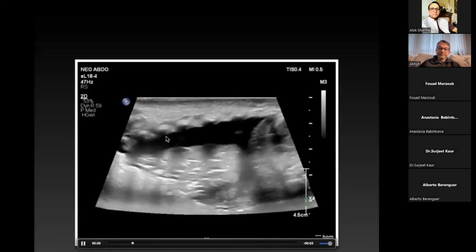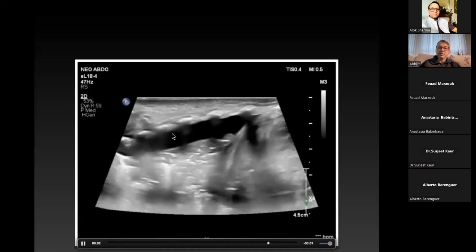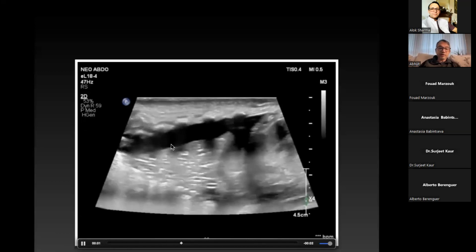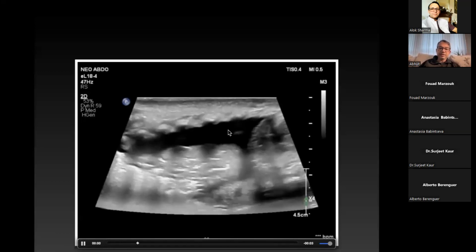So fluid filled. So that's a pleural effusion. You don't need to interrogate that area with the M mode to see the quartz sign or to see the sinusoidal sign. You can very well see that's a pleural effusion.